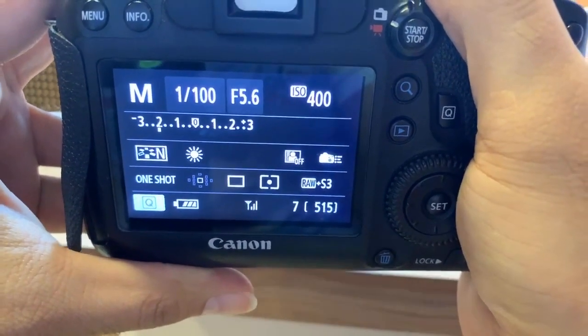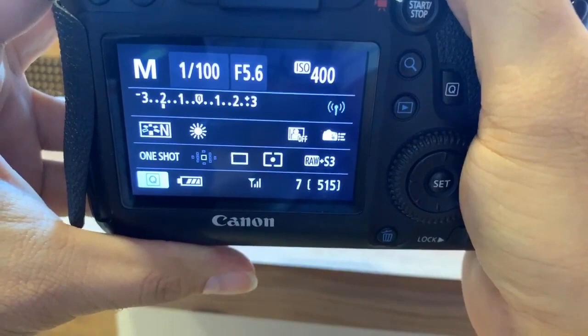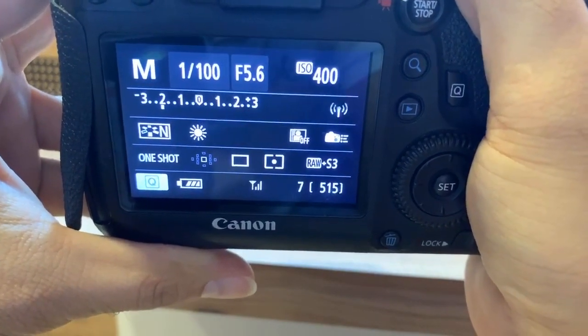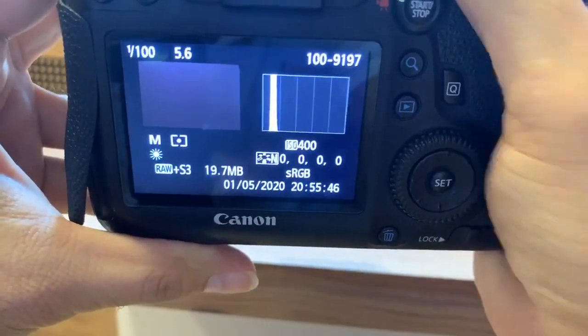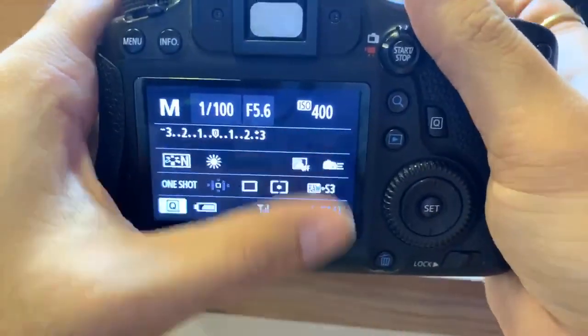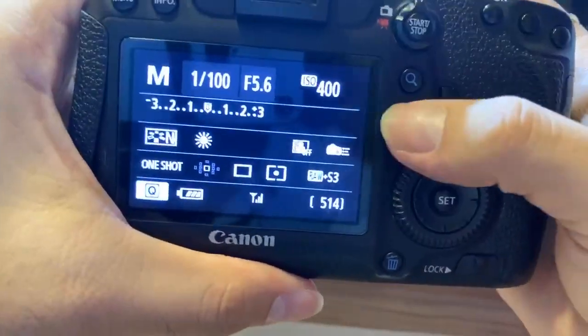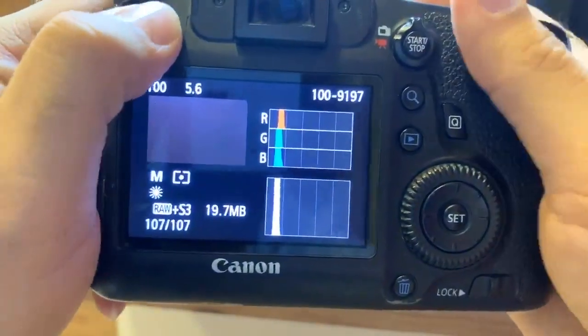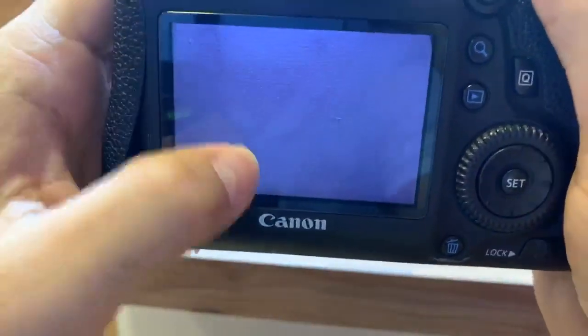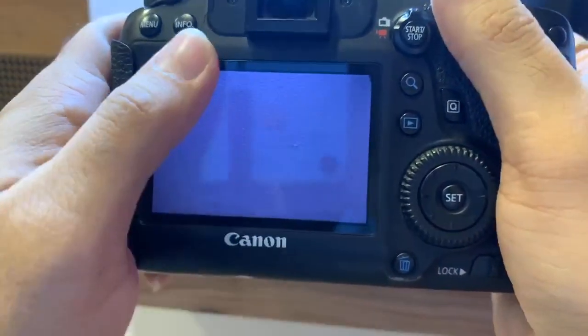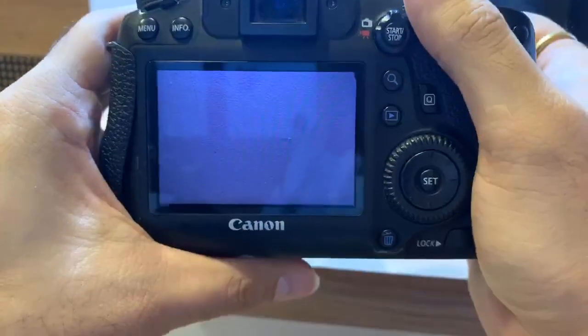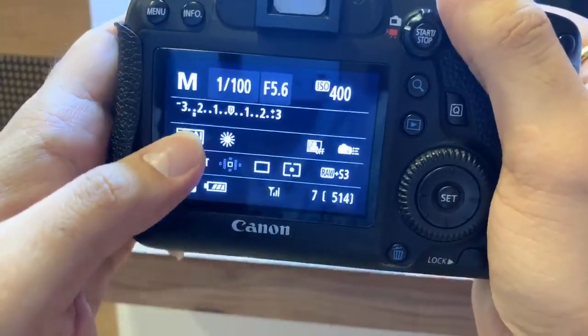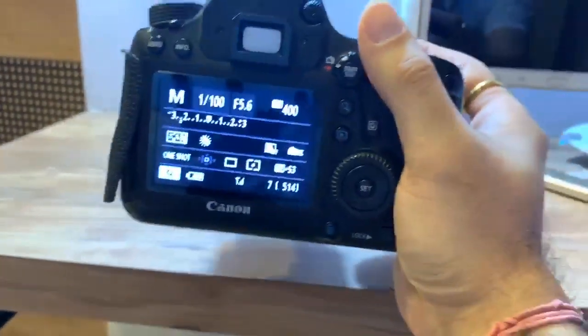So my image will be underexposed. You can see that my image is underexposed. Let me show you the image. It is there, but it is underexposed. You can see it quite clearly here. How do I still get my cursor in the center?